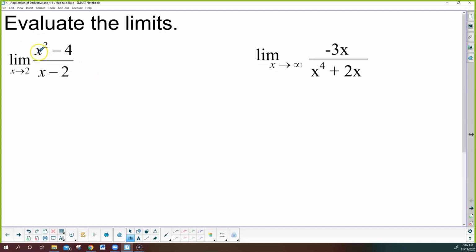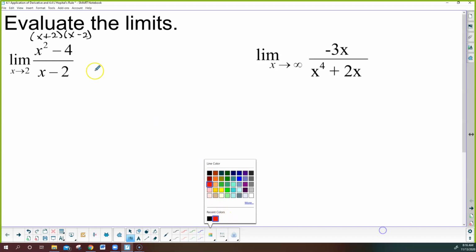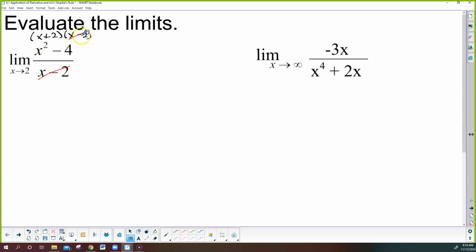The very first part is, remember, x squared minus 4 can actually be factored into x plus 2, x minus 2. And when that happens, the x minus 2's reduce out, and I'm left with a brand new limit: the limit as x goes to 2 of x plus 2. Now I can do substitution, and I end up with 4 as my answer.